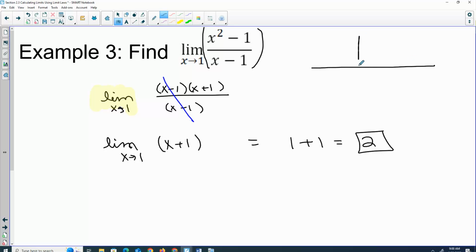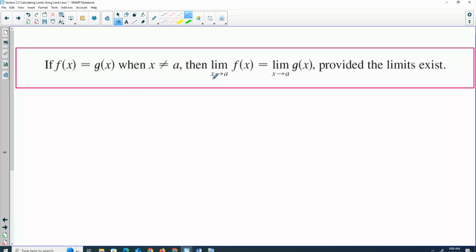is that the original function is actually a line with an open circle at 1. And so remember, a limit doesn't care what happens at the point, it's just as you're approaching it. So as I'm approaching it, my y is getting closer to 2 because the limit doesn't care that the point itself doesn't exist. And so that's what the next property tells us. If 2 functions are equal except for at that one point, their limits are the same.